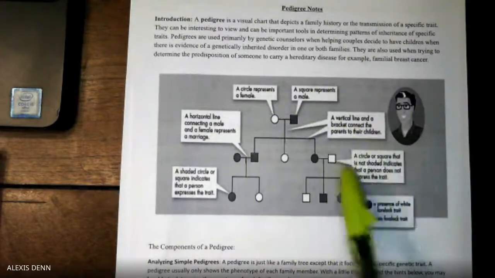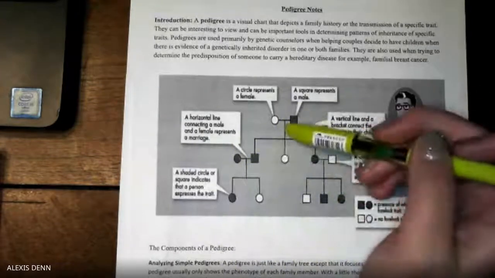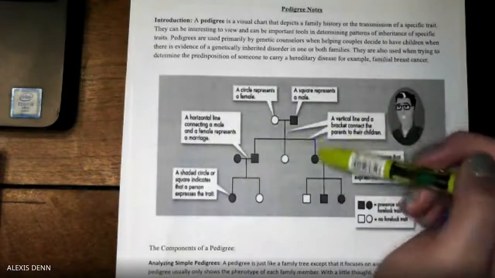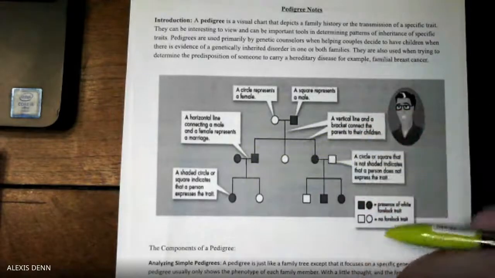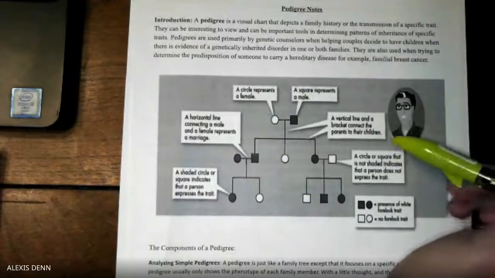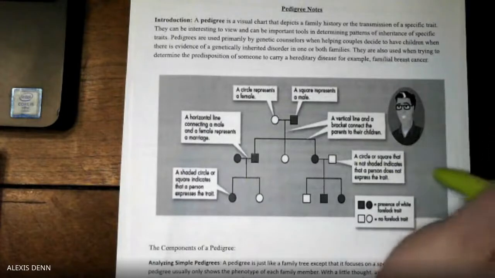A vertical line and bracket connect parents to their children. So here's the vertical line and the bracket. If they're all connected to one line and they branch off, then those are siblings. A circle or square that is not shaded indicates that a person does not express the trait.